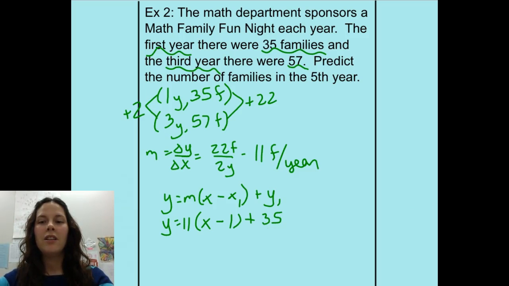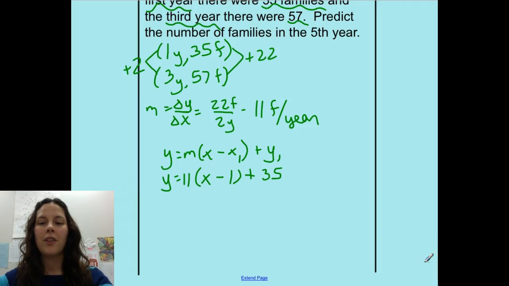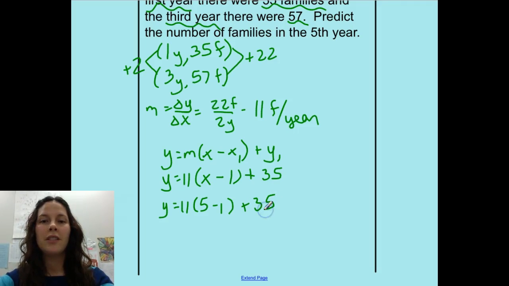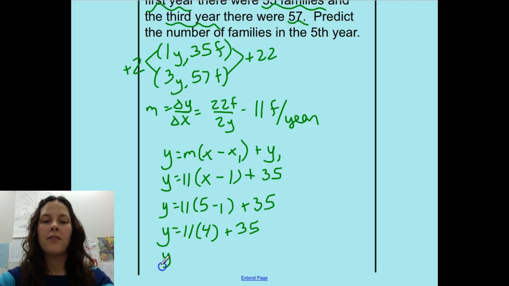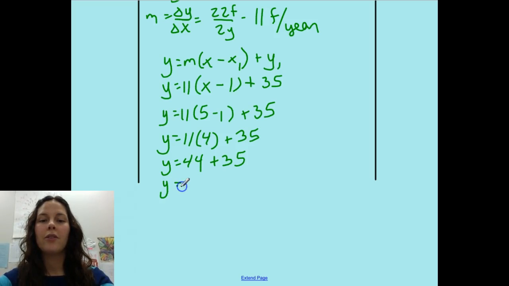Now we've got our equation, so we can use it to predict how many families we think will show up in the 5th year. Year was our x value, so we're going to substitute 5 for x and solve for y. Using order of operations, we'll simplify what's inside our grouping symbols first. 5 minus 1 gives us 4. Next step, we'll multiply the 11 by 4 to get 44. And finally, we'll add our 44 and 35 to get a total of 79 families.